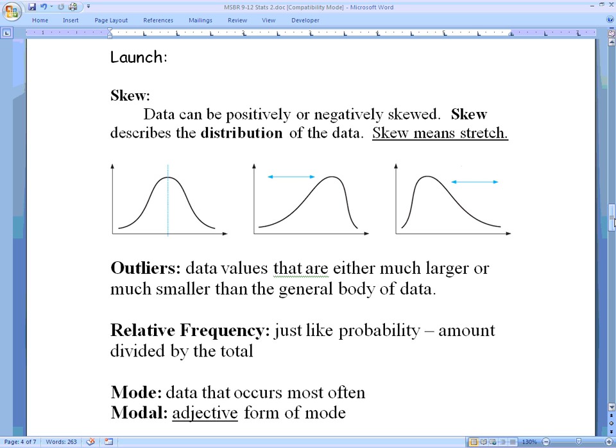A few more terms of notation for us. Sometimes we talk about something called the distribution of data. When you hear about the distribution, it talks about where things are located, how they are distributed. And skew, which is a word we've probably heard before, but perhaps incorrectly, describes the distribution of the data. And here is what skew means. Most students come into my class knowing it backwards. Skew means stretch. So if you take a curve that is what we call normally distributed, this would be normal.